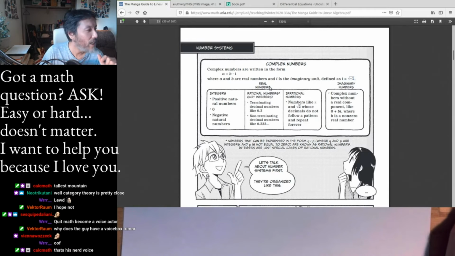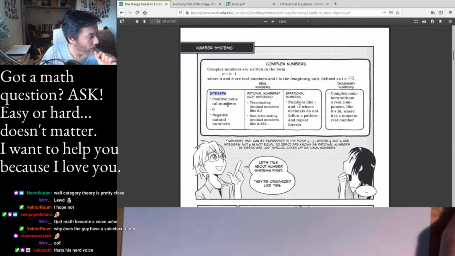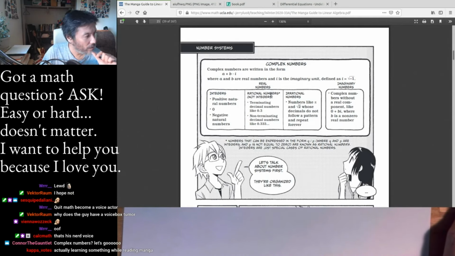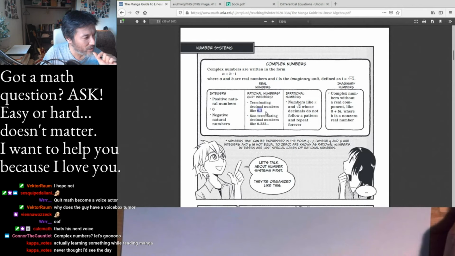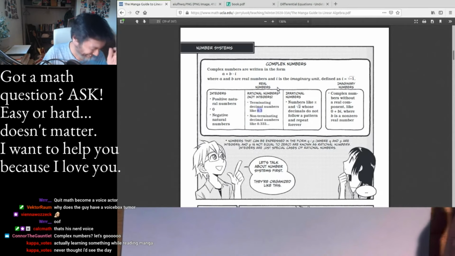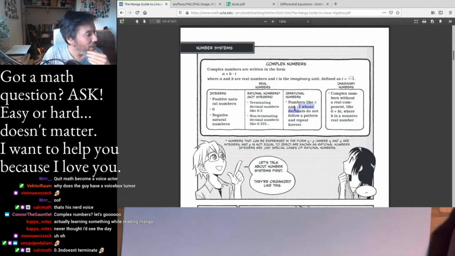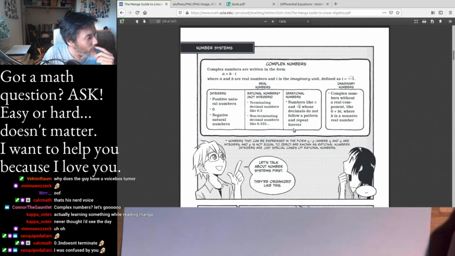Not sure if I should get mad or not. Real numbers: integers, positive natural numbers, 0, and the negative natural numbers. Rational numbers, not integers: terminating decimal numbers like 0.3. Wait, 0.3 doesn't terminate. Does that mean terminate? Is it appropriate to say these terminate? Non-terminating. Oh, I'm sorry. You didn't hear any of that. Non-terminating decimal numbers like 0.3. Yeah. Okay, great. Irrational numbers like pi and square root 2, whose decimals do not follow a pattern and repeat forever, right?